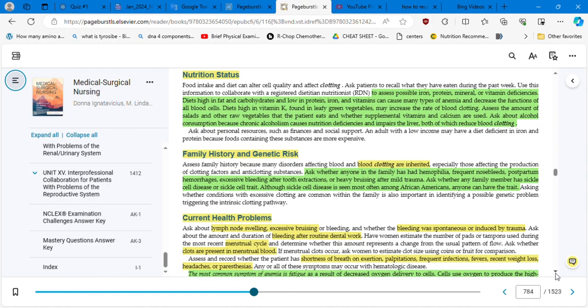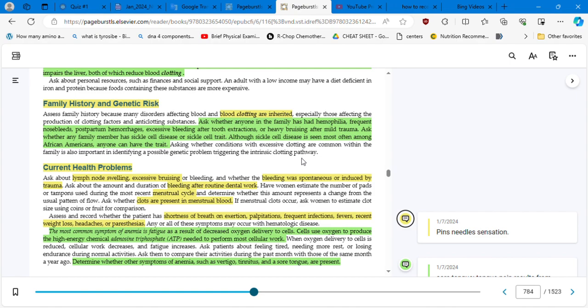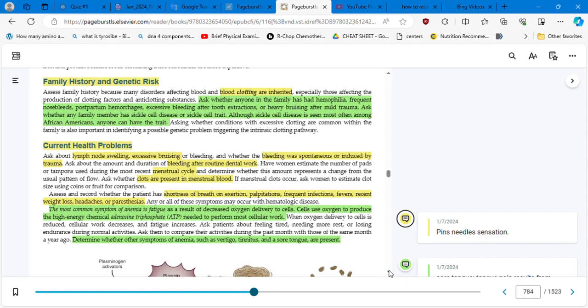And let's continue. Family history and genetic risk. Blood clotting disorders are inherited. Ask whether anyone in the family has had hemophilia, frequent nosebleeds, postpartum hemorrhage, excessive bleeding after tooth extraction, or heavy bruising after mild trauma. Ask whether any family member has sickle cell disease or trait, although sickle cell disease is seen most often among African Americans, anyone can have the trait. We are going to speak about sickle cell in more detail soon.